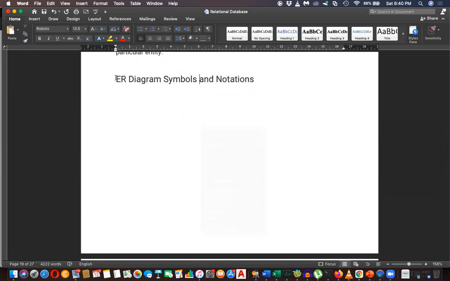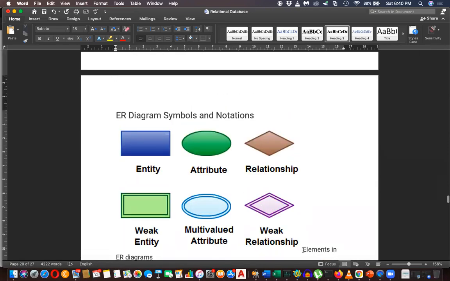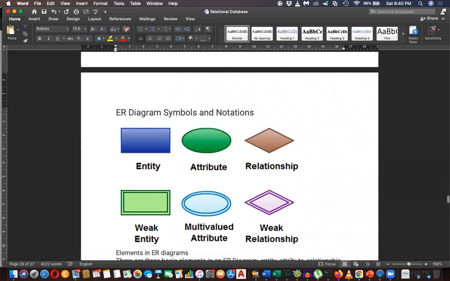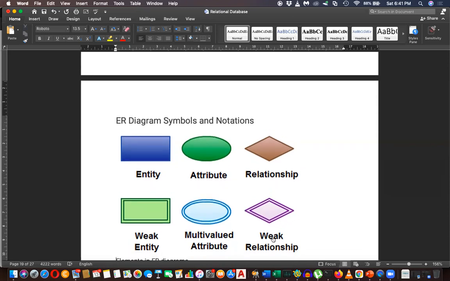Let's learn the symbols, because symbols are the next important thing here. I think you better again write down this heading: ER diagram, symbols and notations. No need to color this, right? Only the symbols. Rectangle is entity. Ellipse is attribute. Diamond is the relationship. Double rectangle is a weak entity. Double ellipse is a multi-value attribute. Double diamond is a weak relationship. So these are very simple. So please draw this in your book.